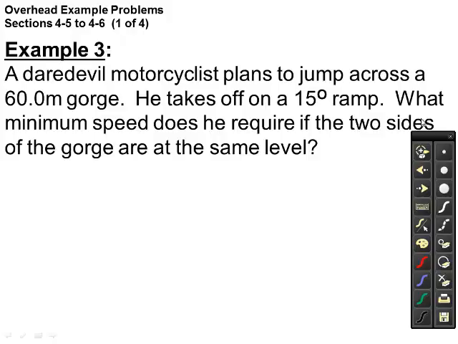Okay. Daredevil motorcyclist. I think I did have one of these last year as kind of an extra credit-y thing. A daredevil motorcyclist plans to jump across a 60-meter gorge. He takes off on a 15-degree ramp. What minimum speed does he require if the two sides of the gorge are at the same level?